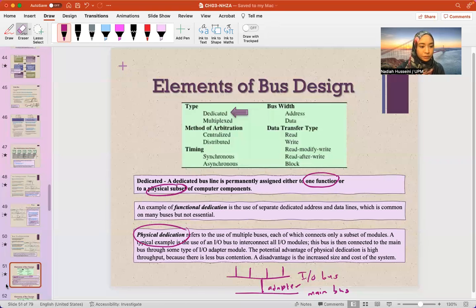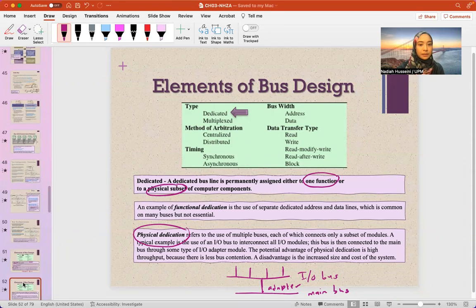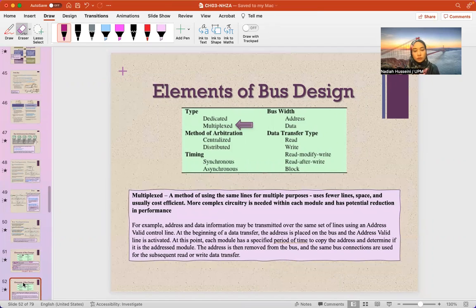Okay, moving on to the next type, which is multiplex. So a method of using the same lines for multiple purposes. This is what multiplex means. You can use fewer lines, use less space, and is usually cost efficient. However, the downside is it has to be able to handle these multiple functions or these multiple devices, which makes it more intelligent. So because of that, it needs a more complex circuitry.